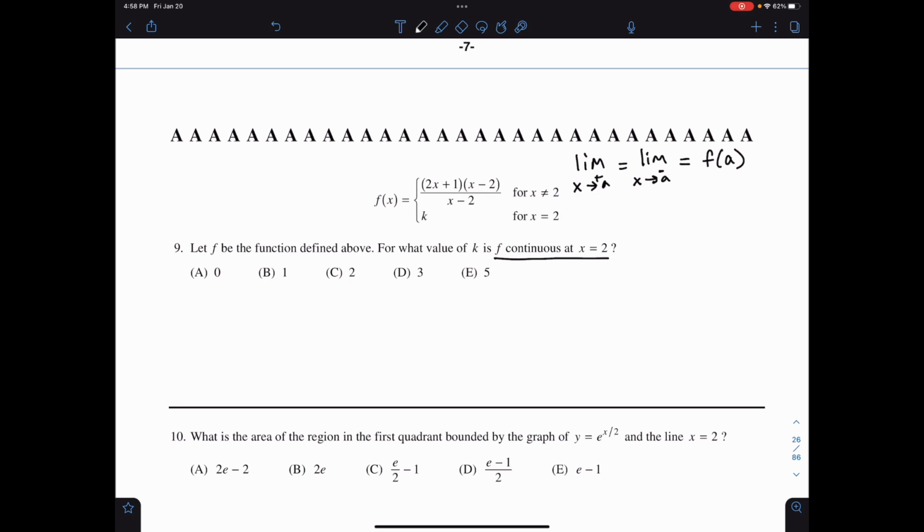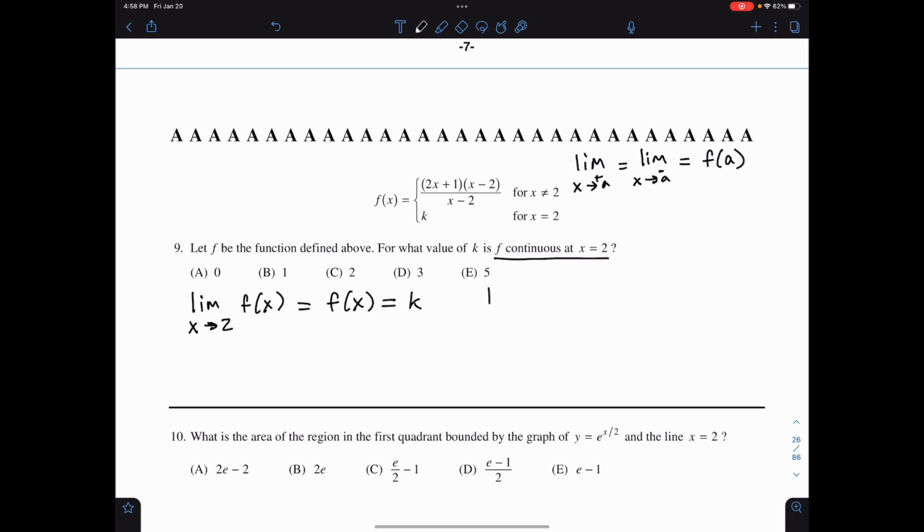So here we need to find the limit as x approaches 2 of f of x, and this should be equal to f of 2, right? So we know that from this piecewise equation, f of x when x is equal to 2 is just k. So we want the limit as x approaches 2 of f of x to be equal to k. So now we just need to solve the limit.